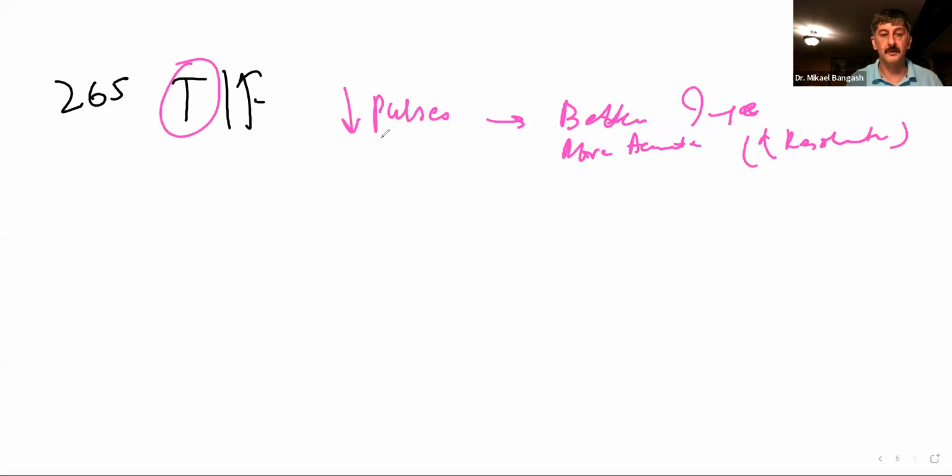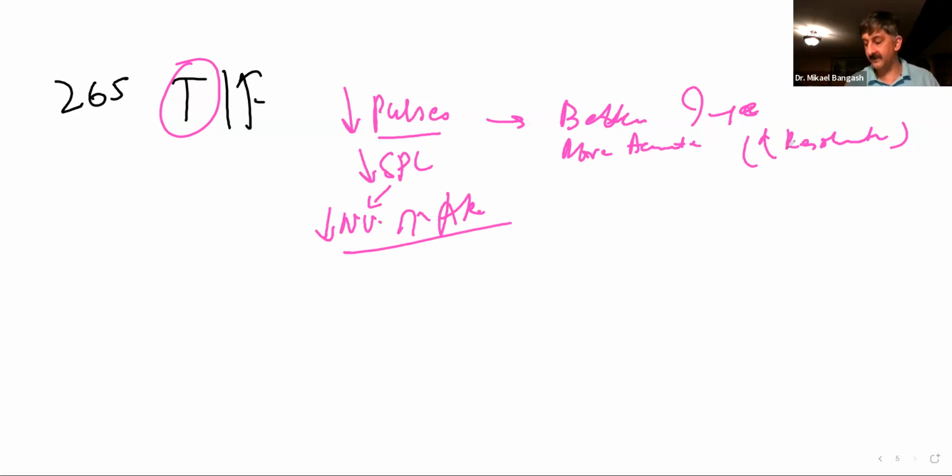Shorter pulses in what terms? Mainly shorter SPL, which will lead to a lower numerical value, in this case of your axial resolution. But a lower numerical value is a better image, or you can say greater accuracy or better resolution.